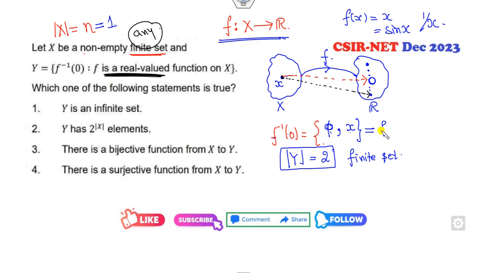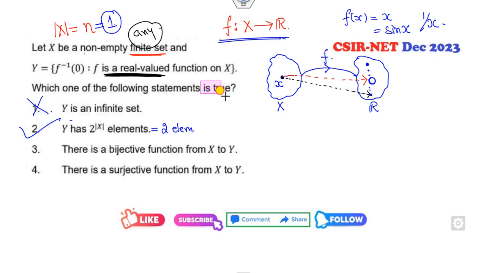Fine. So that means it is my finite set. Again you can see from here it is my finite set. So once it is a finite set, y is my cancel. Now does it have this many elements? What is the cardinality of x? It is 1. So it is 2 raised to power 1. 2 elements. Yes, it's satisfied. So this is the correct option.